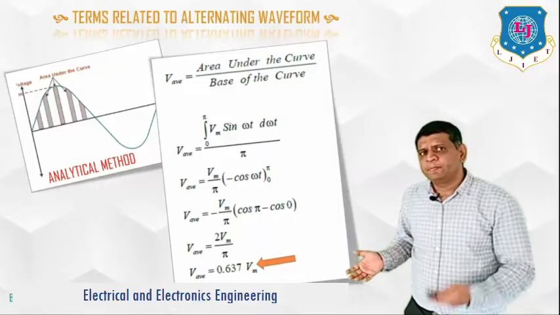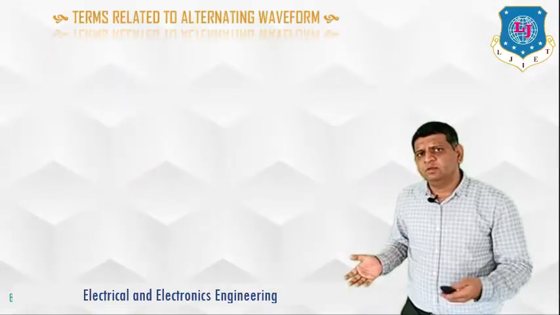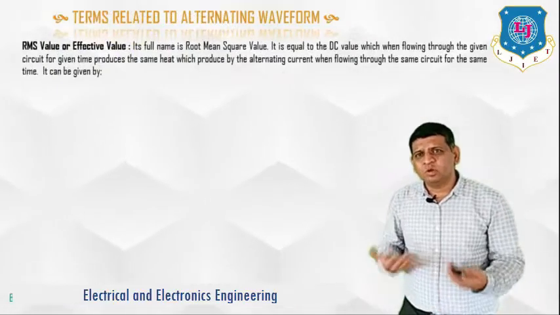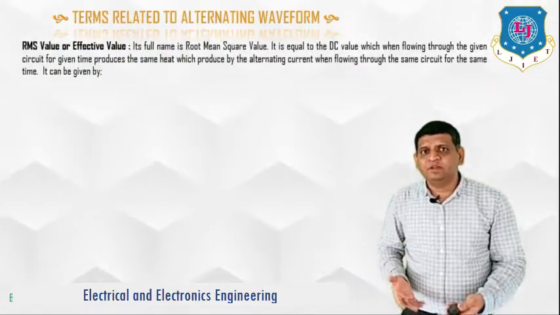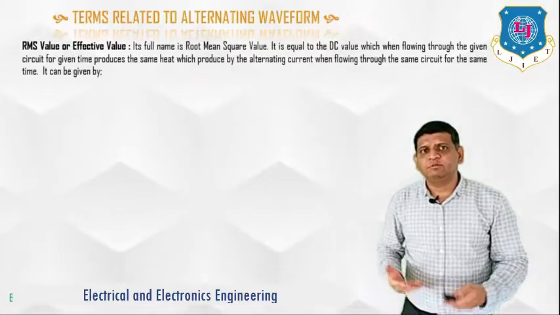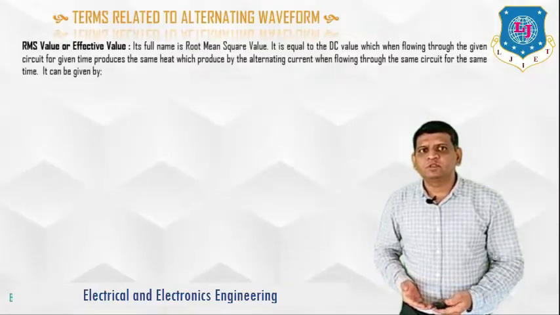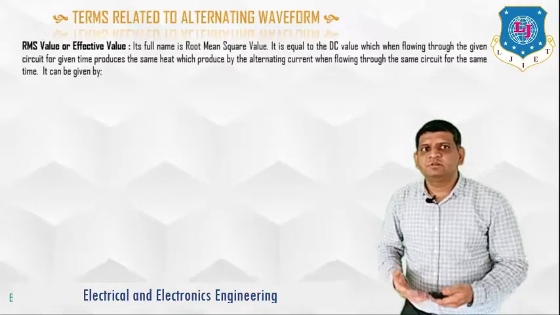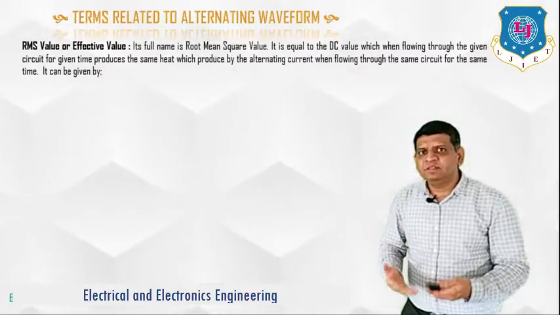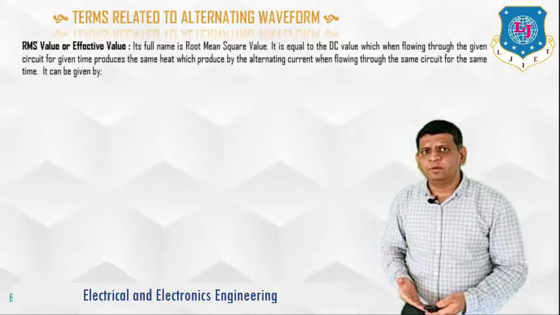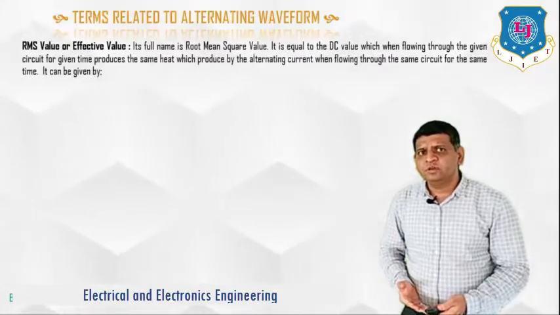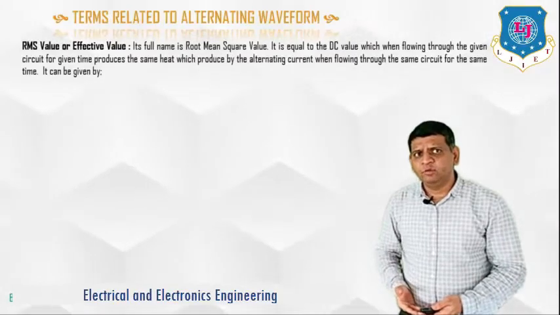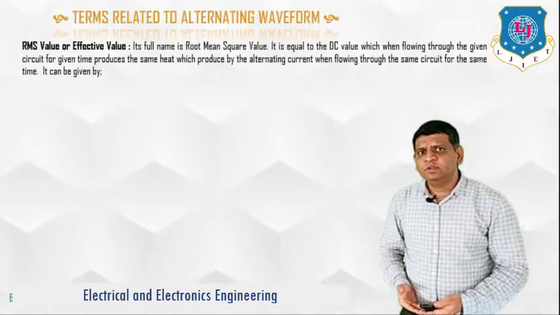The same way we can find the root mean square of this AC signal, which is called the RMS value or effective value. Its full name is the root mean square. So it is equal to the DC value which, when flowing through the given circuit for a given time, produces the same heat as that produced by the alternating current when flowing through the same circuit for the same time.